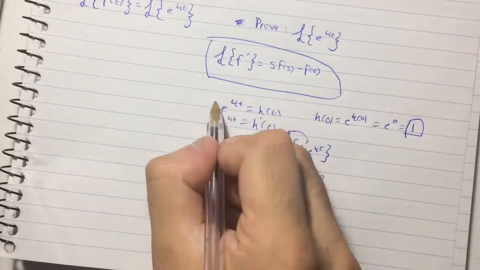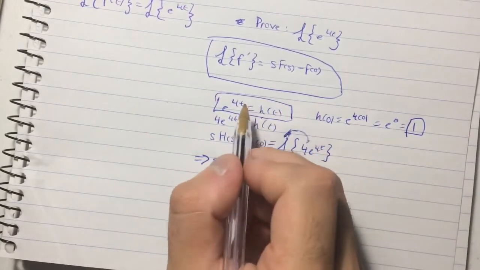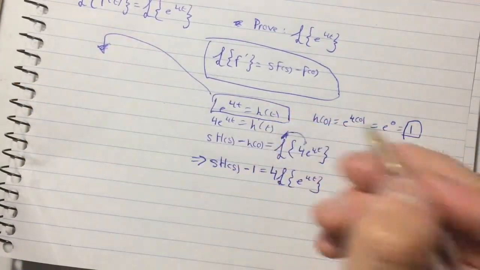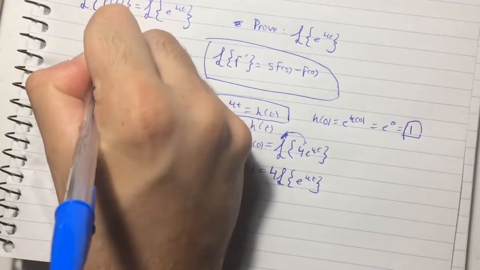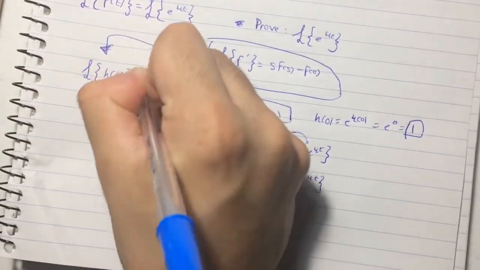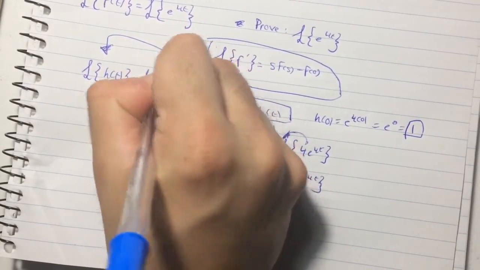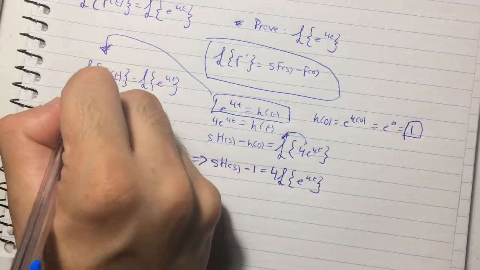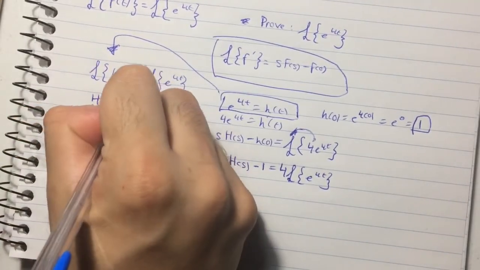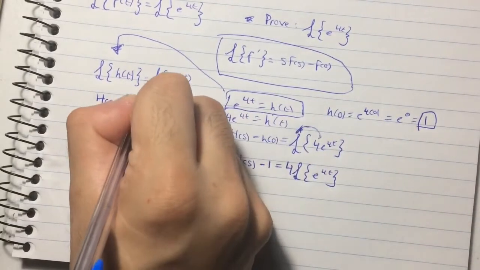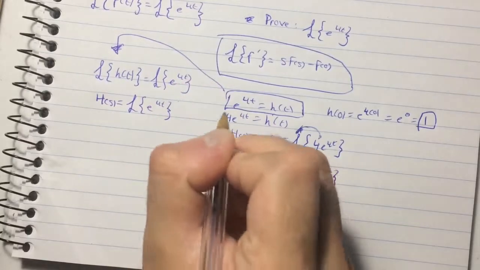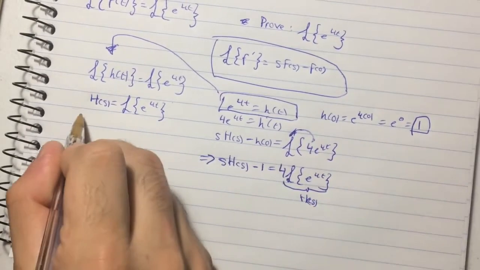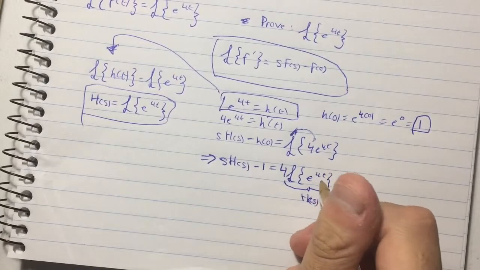And look at this here. This e to the 4t is equal to h of t. If I just took the Laplace transforms of both sides right now, I'll do it over here, I have the Laplace transform of h of t is equal to the Laplace transform of e to the 4t. And remember, I can't say that this is 1 over s minus 4 yet, because I have to prove that. Well, I have Hs is equal to the Laplace transform of e to the 4t. Okay, that means that this is just Hs, because I've proved that here. So I can just call this thing Hs.